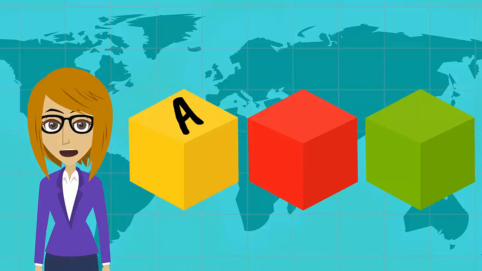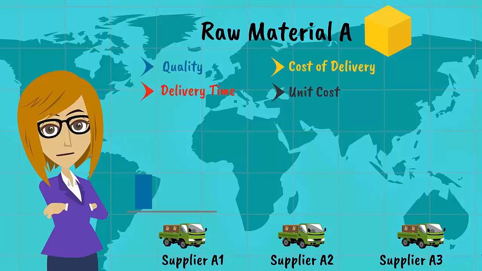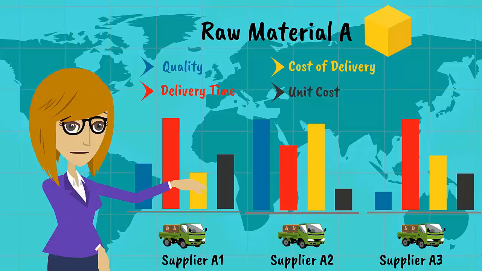We work with 3 different types of raw material. For each type of raw material, we have selected 3 different suppliers. For example, for raw material A, we have supplier A1, supplier A2, and supplier A3. Each of them has been qualified in relation to 4 different items: quality, delivery time, cost of delivery, and unit cost. The details of these scores will be found in the simulator.